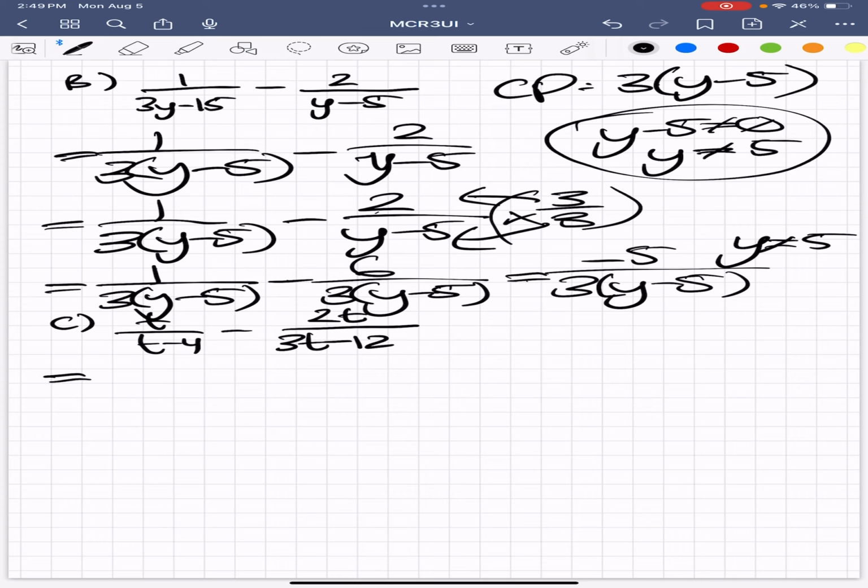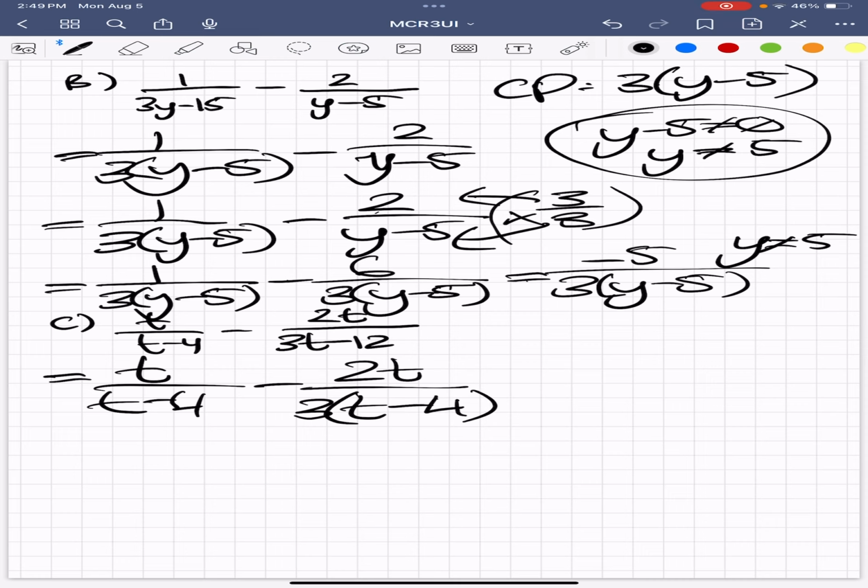So we have t over t minus 4 minus 2t over 3t minus 12. And I see that a 3 is common in 3t minus 12, so 3 times t minus 4. Our common denominator would be 3 times t minus 4.